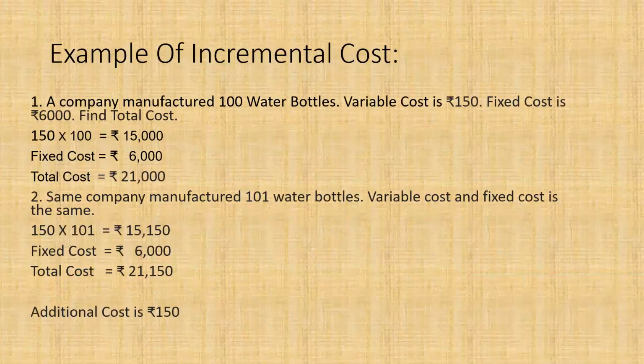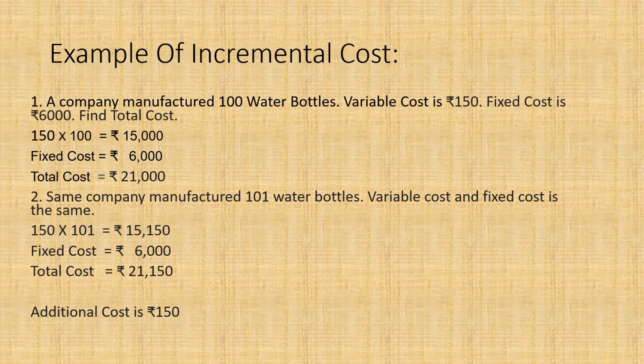All right, so now let's discuss a numerical example of incremental cost so that you don't forget the concept. There are two cases in this example. In the first case, a company manufactured 100 water bottles. Variable cost is rupees 150. Fixed cost is rupees 6,000. Find the total cost. What is the variable cost in the first case? 150. The company manufactured how many water bottles? 100. So 150 into 100 would be 15,000, right? The fixed cost is rupees 6,000.